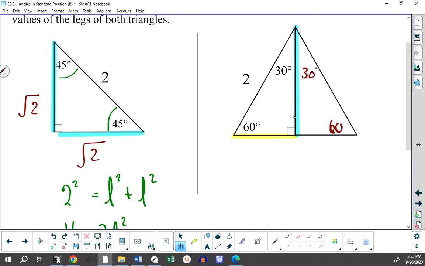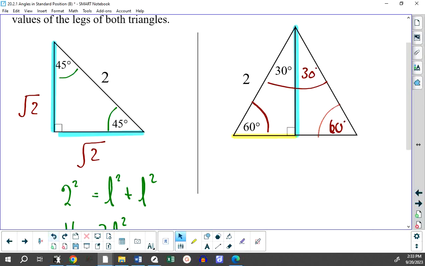This must be 30. We've got a 60, 60, 60 degree triangle, which is equilateral, which means all three sides are equal, which means the big base of that triangle has to be 2. If this is 2, this has to be 2, and that has to be 2. But these two small bases here are equal, so that yellow one must be 1. And this is something that you will recognize from now on.